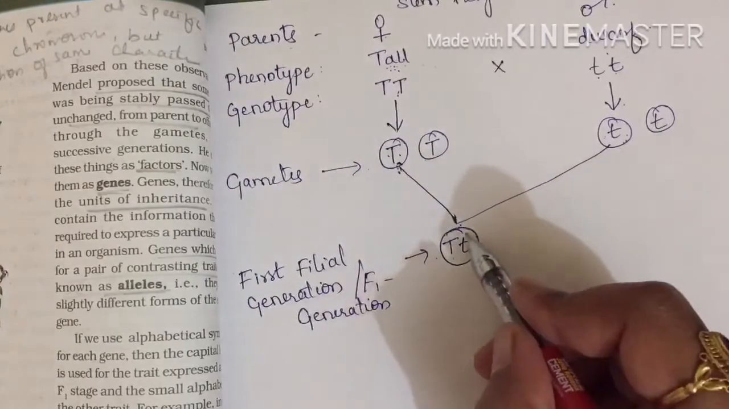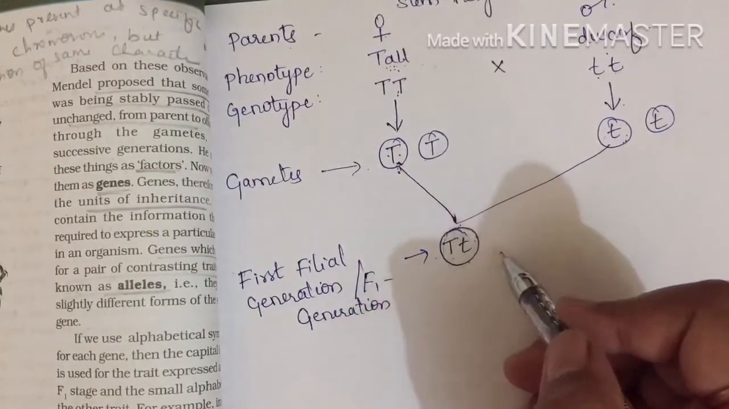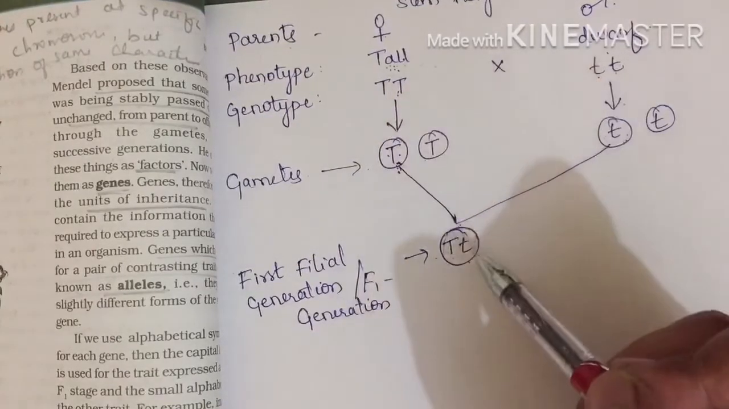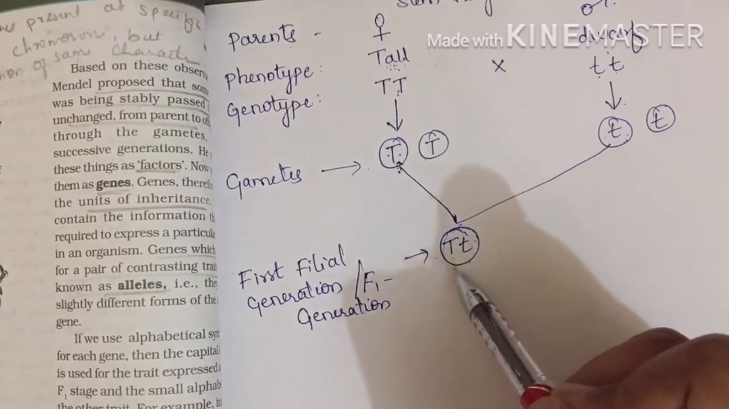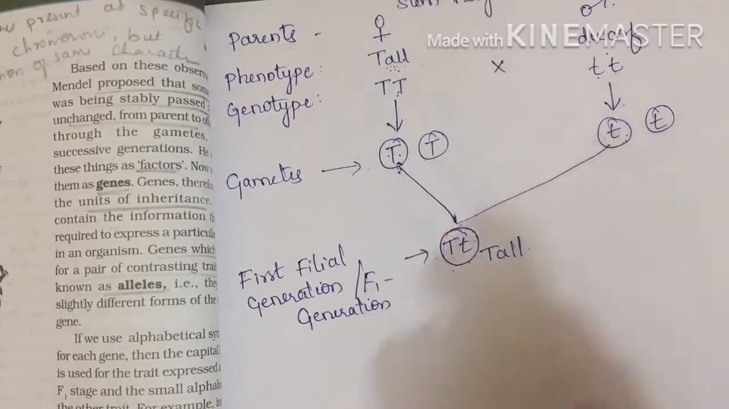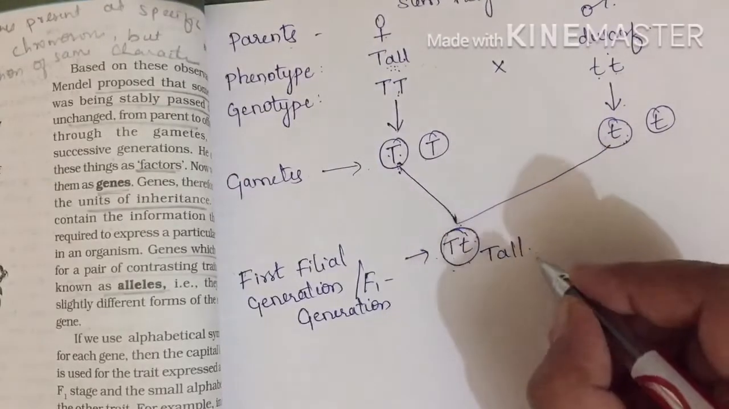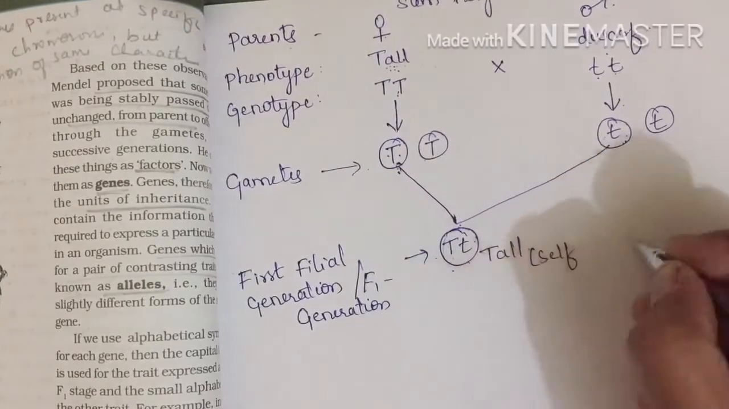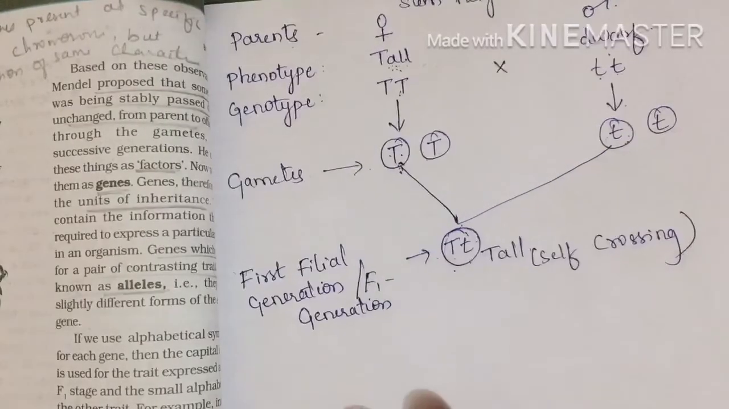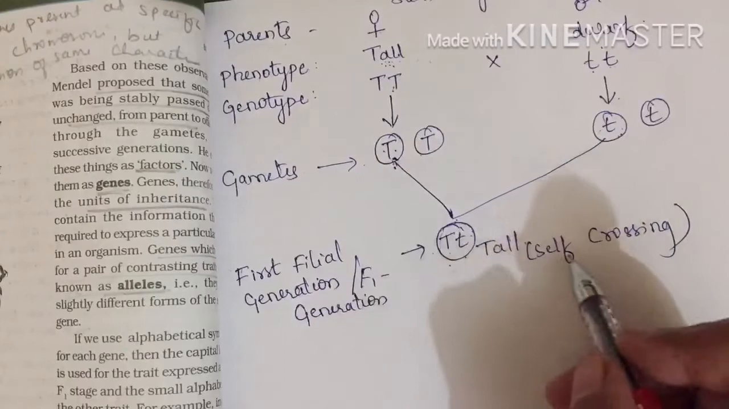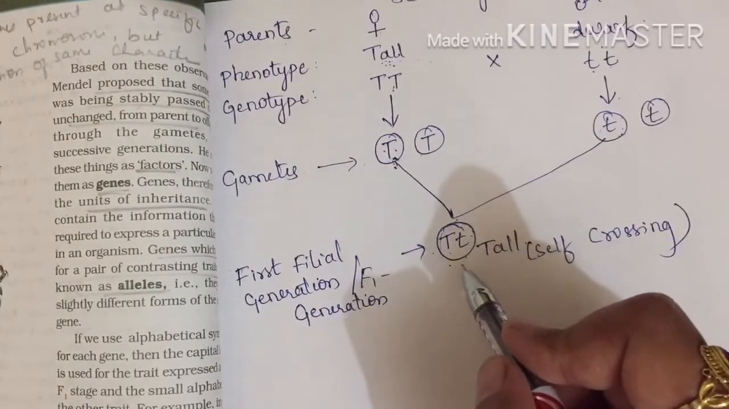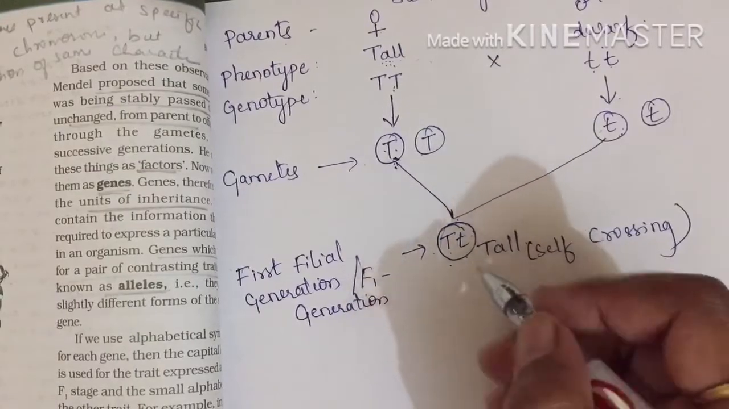Now this is the genotype of the F1 generation. What will be the phenotype? What did you observe in the field when we crossed a tall and a dwarf plant? What was the F1 generation, tall or dwarf? It was tall. Then after self-crossing, selfing or self-pollination, as you have seen earlier, the pollen grain from one plant goes to the other plant in the same flower, and it has been crossed.